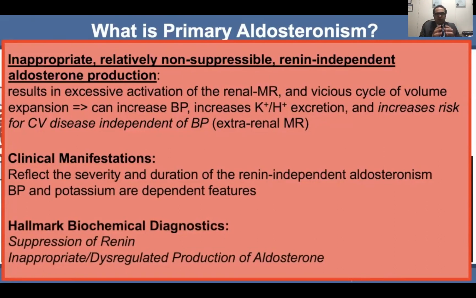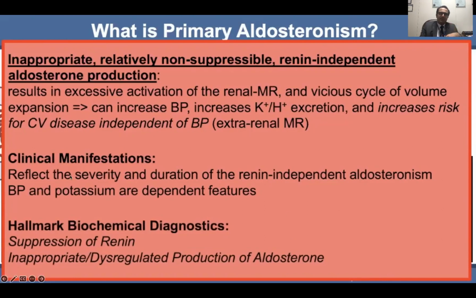And this not only results in the activation of the renal mineralocorticoid receptors and all this vicious cycle that we discussed that leads to blood pressure, potassium excretion, hydrogen excretion, but it also causes an increase in the cardiovascular disease independent of the blood pressure. That's the most important point. This is because of the extra renal mineralocorticoid receptors that are present all over the body, on the heart, the vessels, and everywhere. So that we will discuss further.